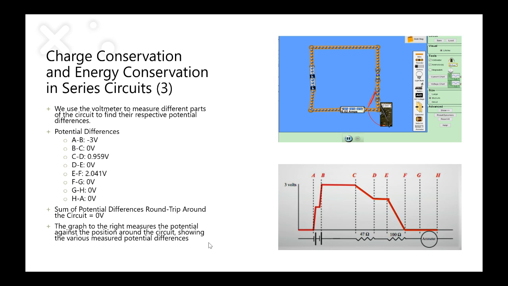We used the voltmeter to measure different parts of the circuit to find their respective potential differences and found that the sum of potential differences was 0 volts. The graph to the right measures the potential against the position around the circuit, showing the various measured potential differences.